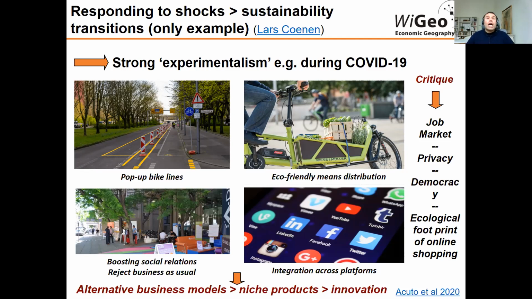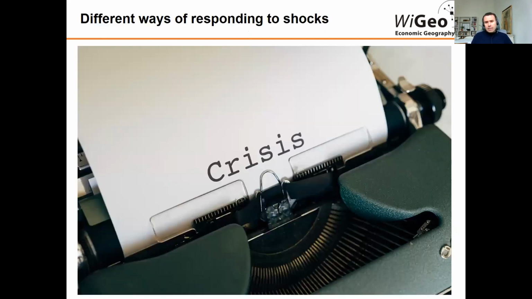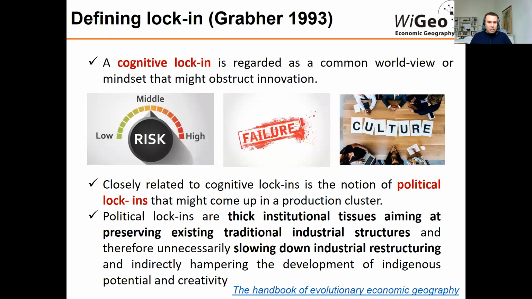Eventually this will lead to a new path, but we are in a very early stage to understand whether these new paths can actually be developed out of this crisis. But a number of innovations have occurred within this context, and Lars Cohen explores them in that paper. So there are different ways of responding to crisis, and again, this is very much influenced by the governance, the territorial governance behind these regions.